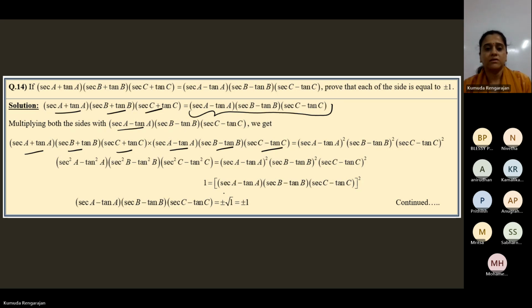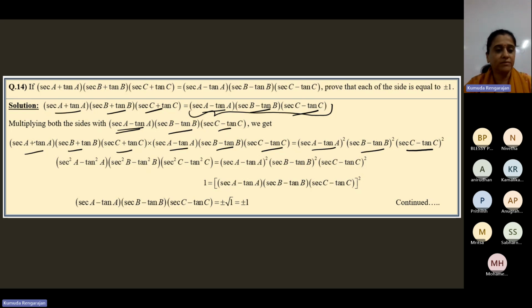So on the other side, we'll have secant A minus tan A into secant A minus tan A, secant A minus tan A the whole square. Secant B minus tan B into secant B minus tan B, secant B minus tan B the whole square. Similarly, secant C minus tan C the whole square.